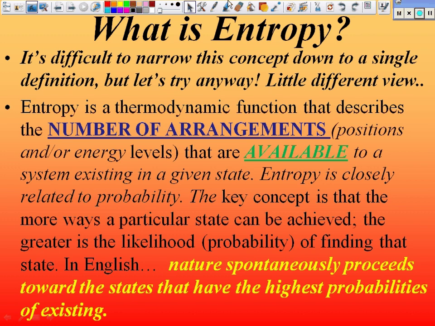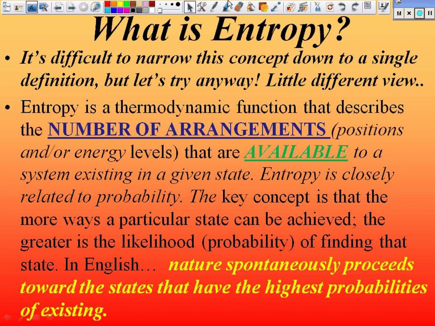a given state. Entropy is closely related to probability. So if you're a statistics fan, which I am not, this is why I don't like this method, this is all running through with statistics. The key concept is that the more ways a particular state can be achieved, the greater the likelihood of finding that state. So here in English, nature spontaneously proceeds towards states that have the highest probabilities of existing.